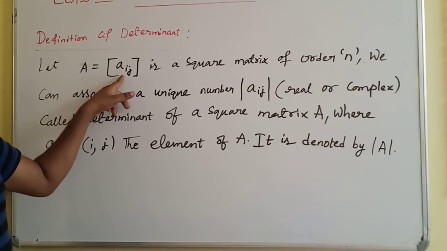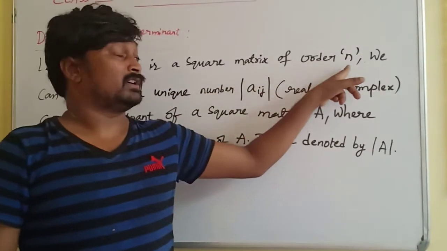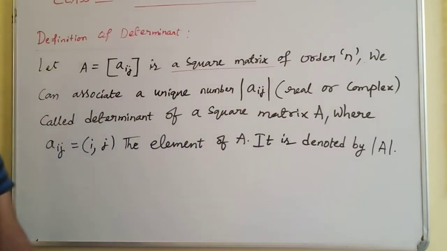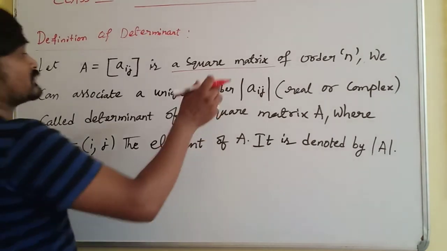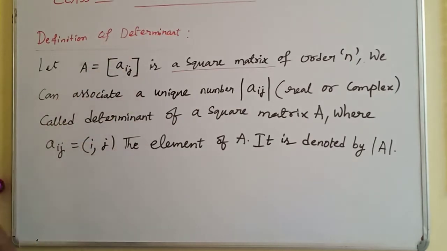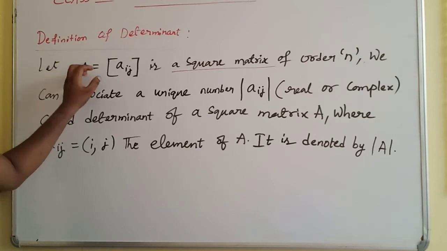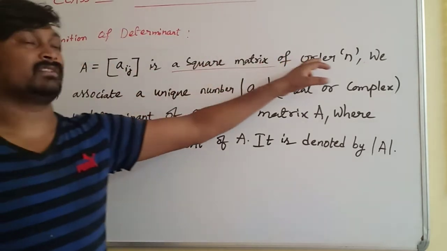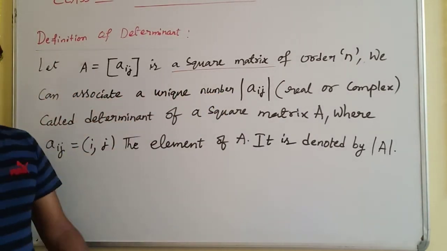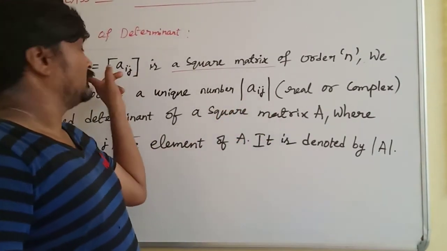So, according to the order, here is a square matrix of order n. I already said it is only the square matrix, no other matrix is entertained in this determinant chapter. A square matrix of order n may be of order one, two, or three, and we are going to discuss how to find the value of the determinant. So the definition: let A equal Aij be a square matrix of order n. Then we can associate a unique number to it, the determinant of Aij or determinant of A.